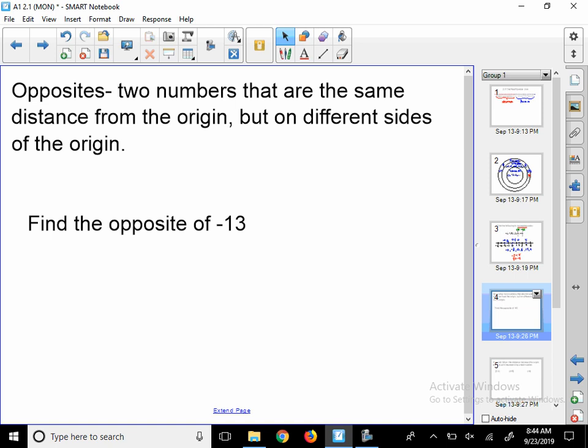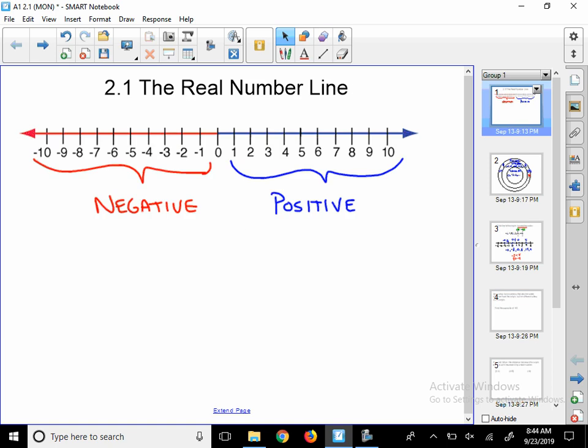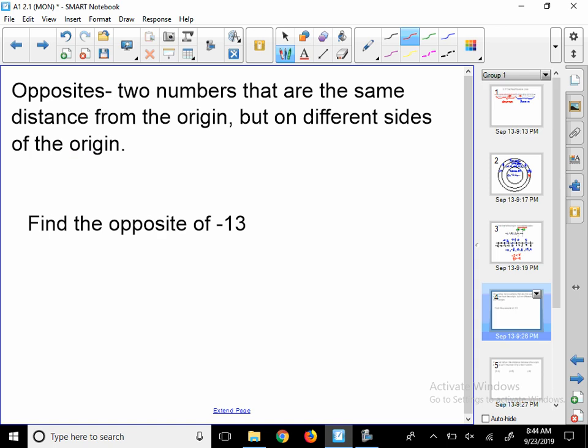All right, now we're going to talk about opposites of numbers. Opposites are just two numbers that are the same distance from the origin, but on different sides of the origin. So if I look at positive 3 right here, that's 3 spots away from the origin, 0. So it's 3 to the right, so I need a number 3 to the left. And it's just going to flip that sign on it, is really all that opposites are going to do.